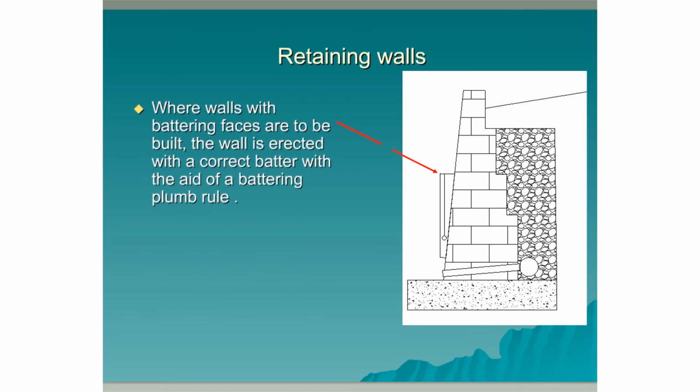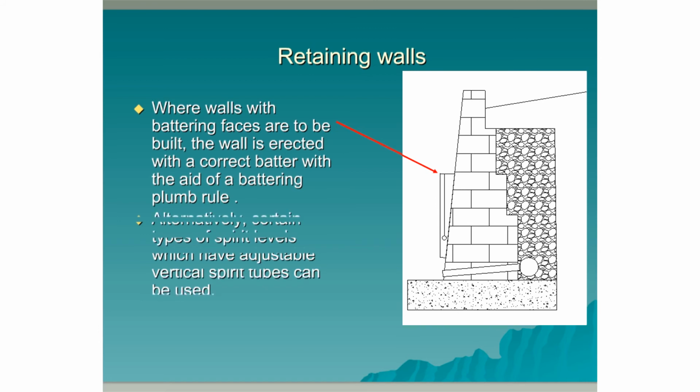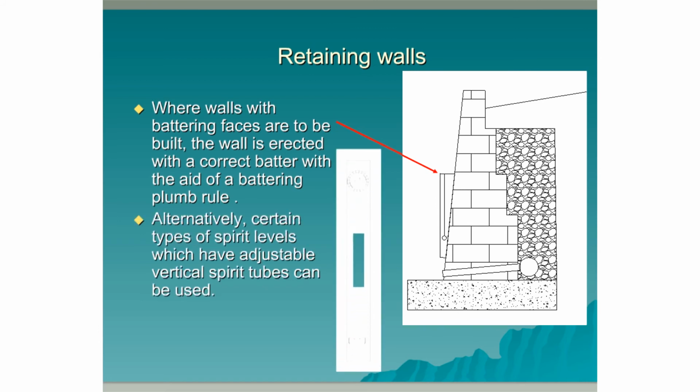Where walls with battered faces are to be built, the wall is erected with the correct batter with the aid of a battering plumb rule. Alternatively, certain types of spirit levels which have adjustable vertical spirit tubes can be used.